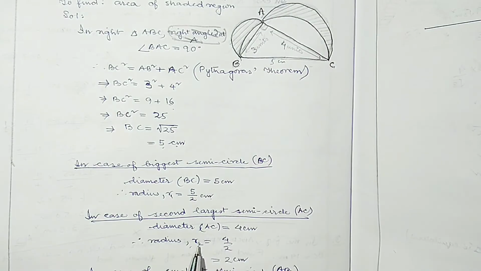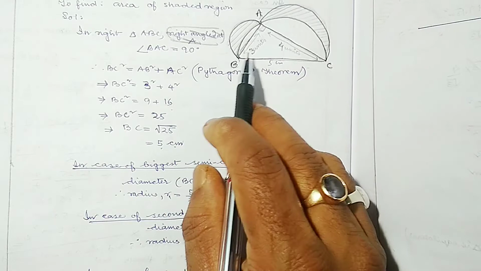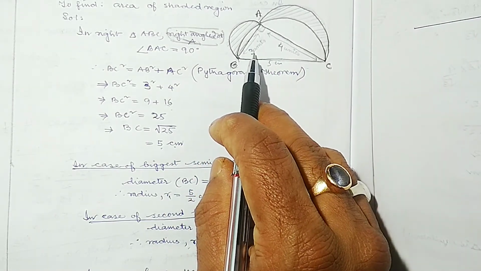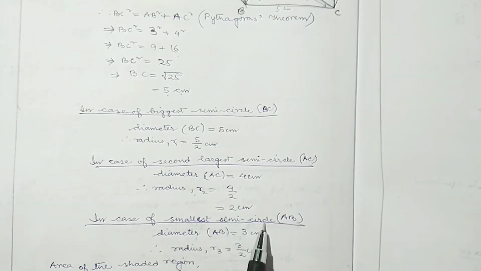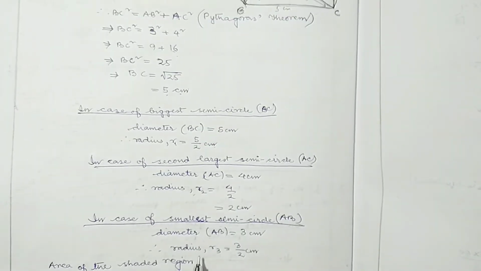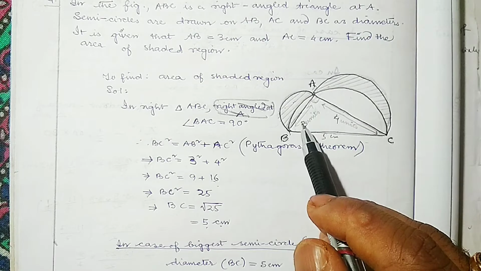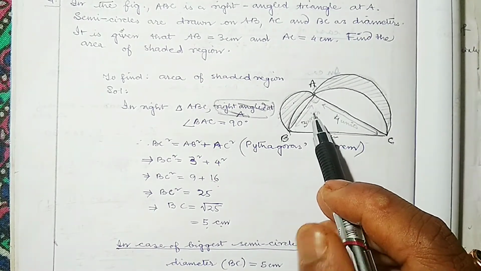We have considered R2 equals 2 cm, and in case of the smallest semicircle, by taking AB as diameter, the diameter is 3, so the radius will be 3 by 2. So we have taken, in case of the smallest semicircle, diameter is 3, therefore radius R3 is 3 by 2 cm.